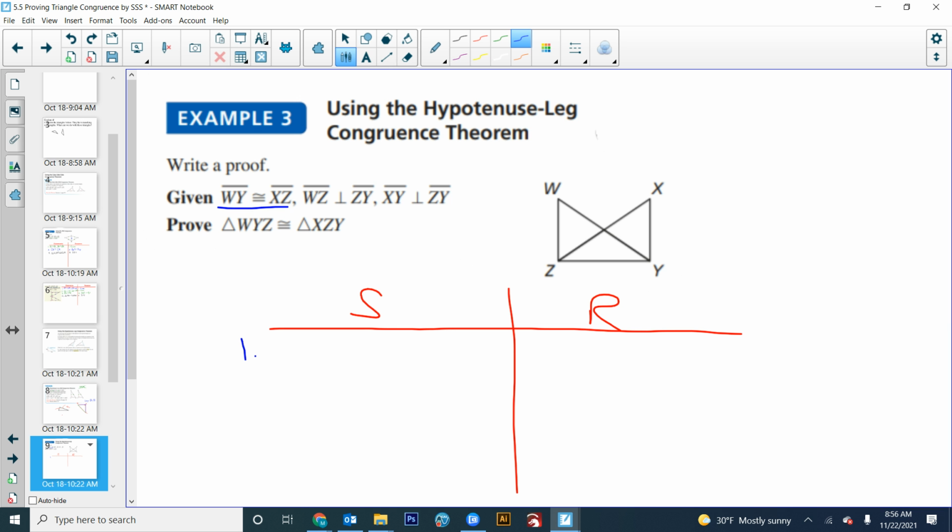WY congruent to XZ. Are we going to write all the three givens on the same line or separate them? Yeah. How about we do them in different colors, though?